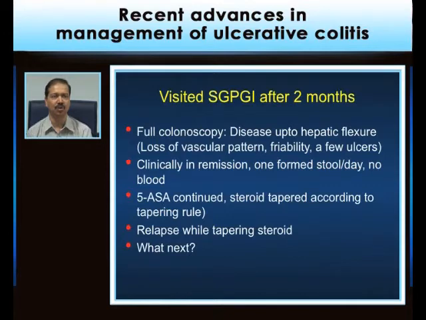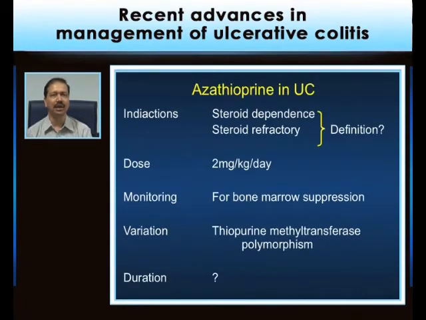What is the tapering rule? You taper 5 mg per week till the dose comes down to 20 mg, and then 2.5 mg per week till the dose comes down to 0 mg. She had relapsed while tapering steroid, and what next? Now, this is called steroid dependent disease.